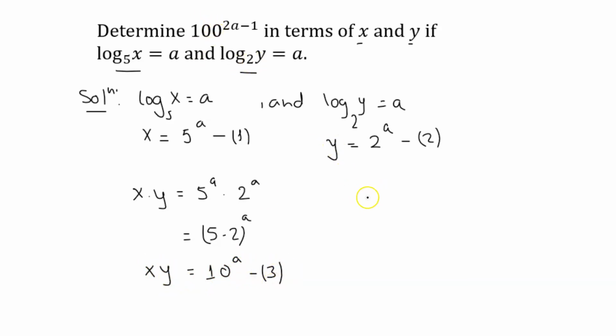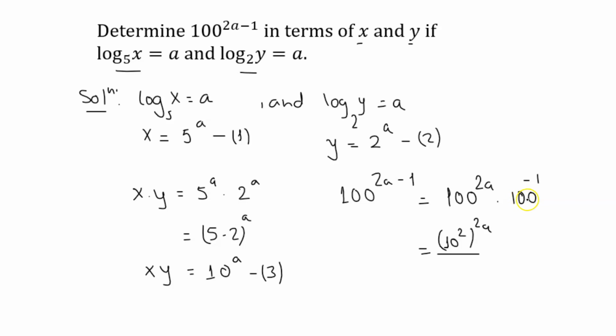Now let's come to our original expression. So we have 100 raised to the power of 2a minus 1. So this can be written as 100 raised to the power of 2a multiplied to 100 raised to the power of negative 1. Now 100 is simply 10 squared whole raised to the power of 2a whole divided by, so we have 100 inverse, so that's simply 1 over 100. Now 10 squared over 2a, so this will be 10 raised to the power of 2 times 2a, so that's simply 4a divided by 100.